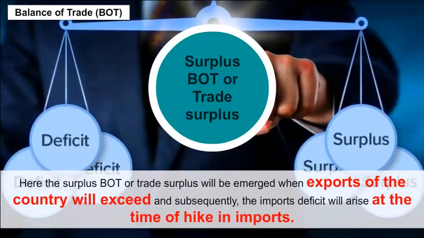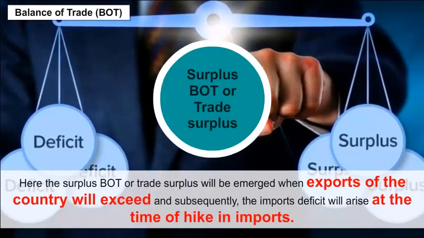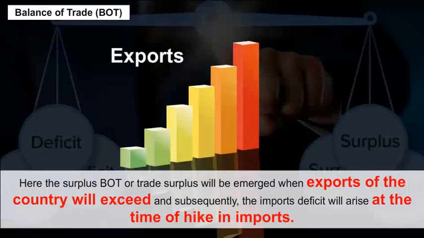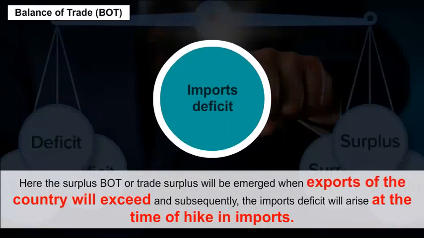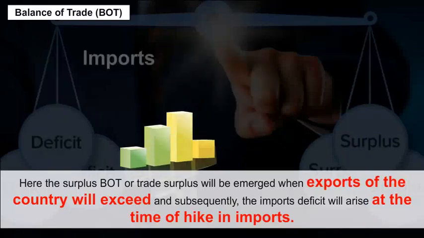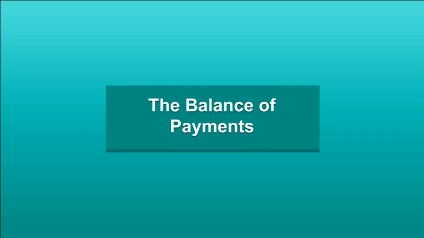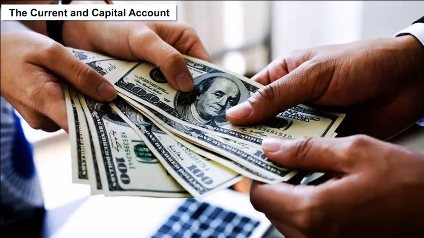Here, a surplus BOT or trade surplus emerges when exports of the country exceed imports, and subsequently an imports deficit arises at the time of a hike in imports. The balance of payments. The current and capital account.